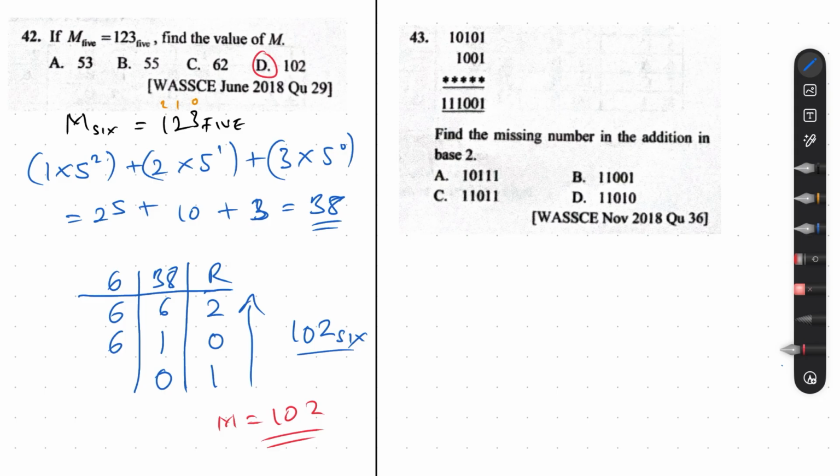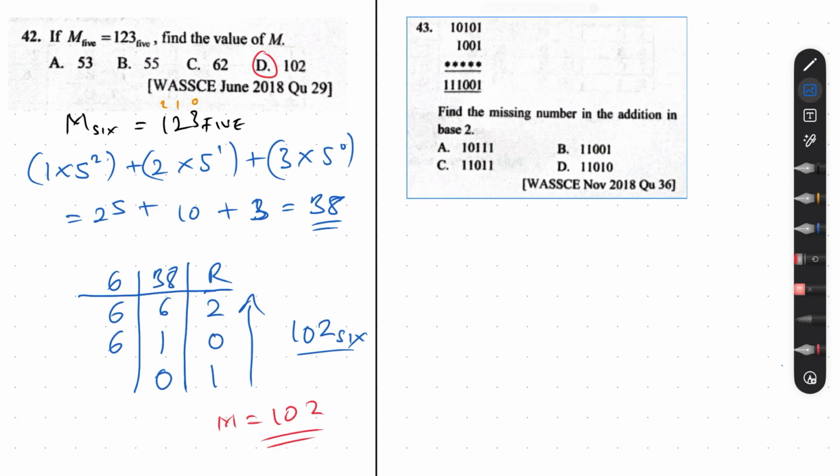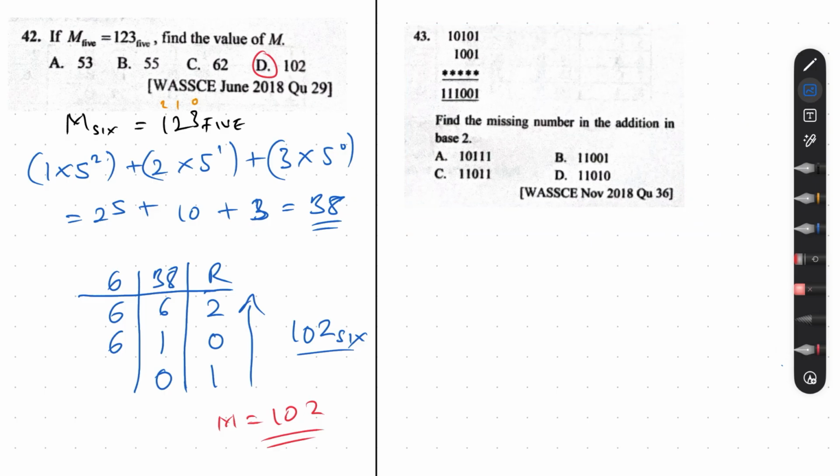Let's move on to question number 43. Let me actually reduce the size of this question. It says the sum of these three, and then this unknown, is equal to this. So we need to find this unknown. What we can do is first find the sum of this, then take the result of the sum from this. Subtraction. That subtraction gives us our unknown.